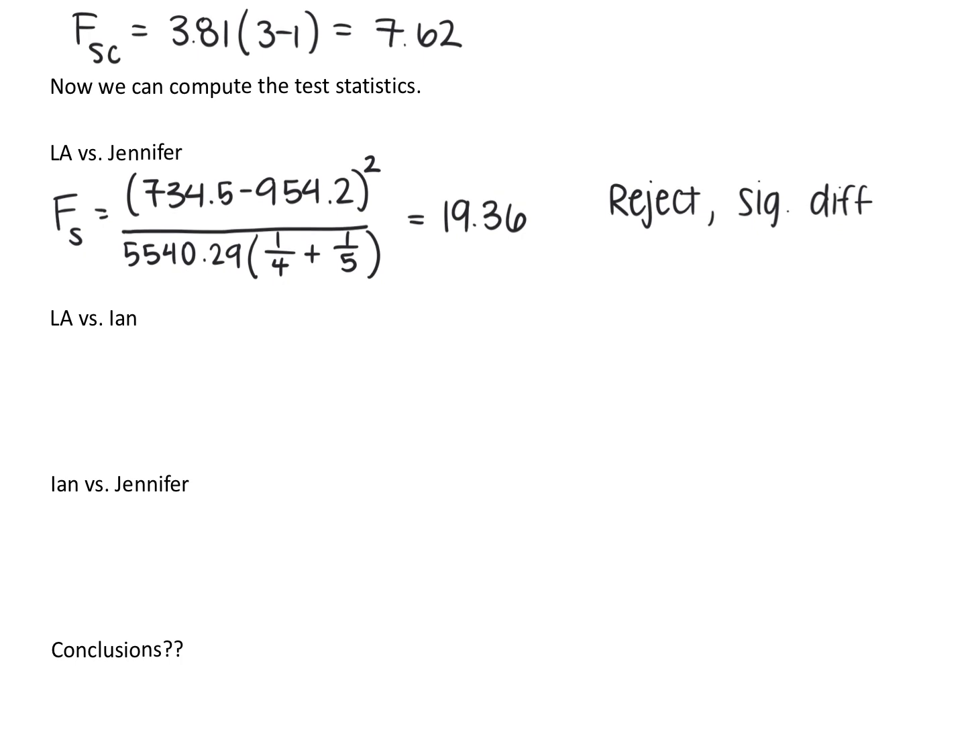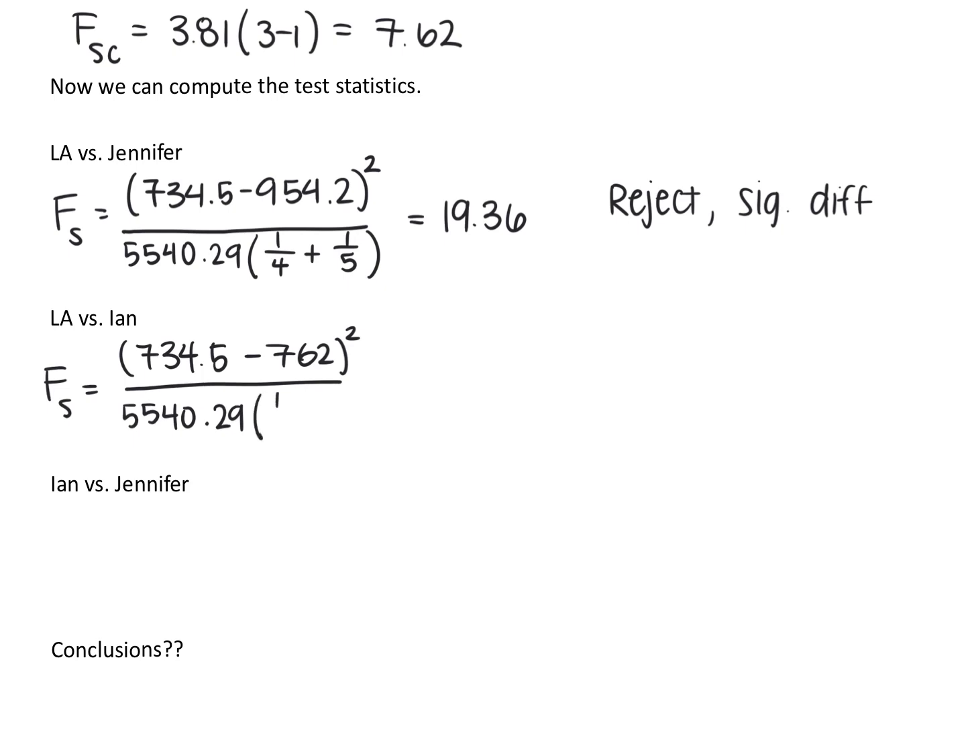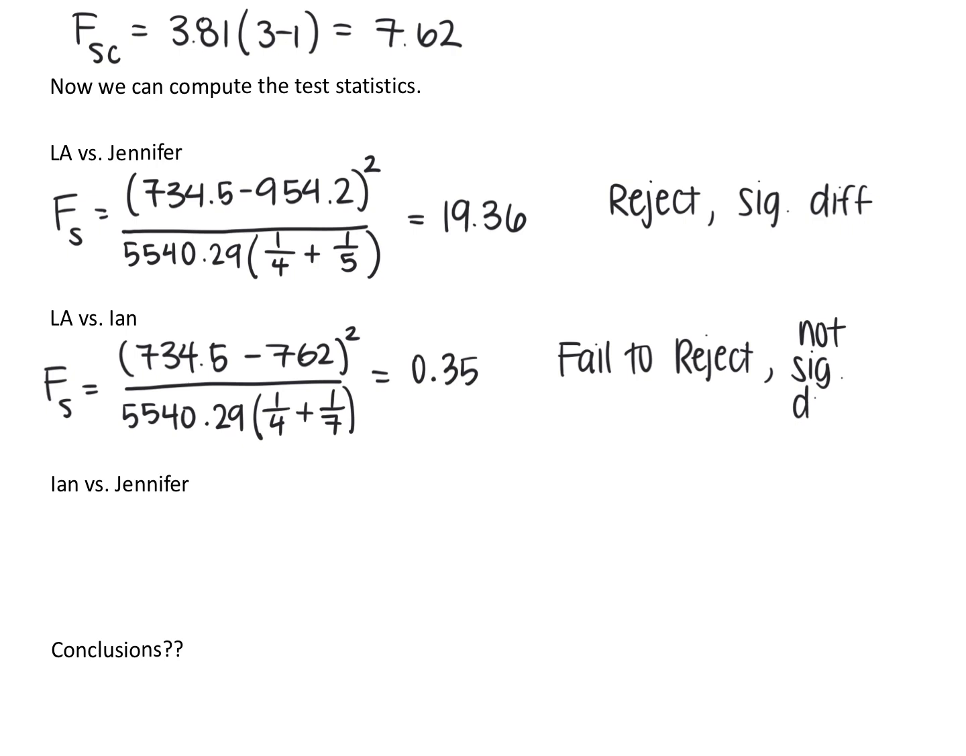Now we're going to do it for LA versus Ian. So still 734.5, then minus Ian's mean, 762 squared, over our within group variance, 5,540.29 times 1 over 4 plus 1 over 7, which is going to be 0.35. So that is not greater. So we failed to reject, which means they are not significantly different.